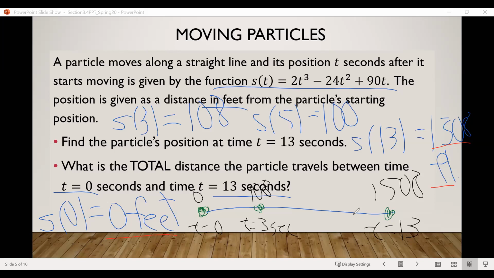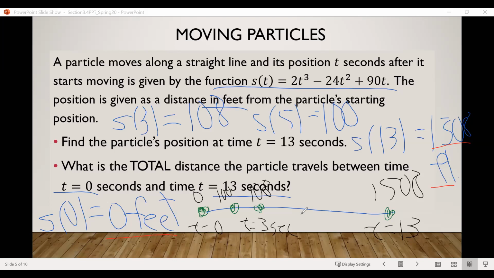Now, how is that possible? If at S of 3, so after 3 seconds, we're at 108 feet, how after 5 seconds could we be at 100 feet? What had to happen? Well, hopefully the conclusion you get is that the particle had to move backwards, right? So it had to go back to be at 100 feet. Okay?